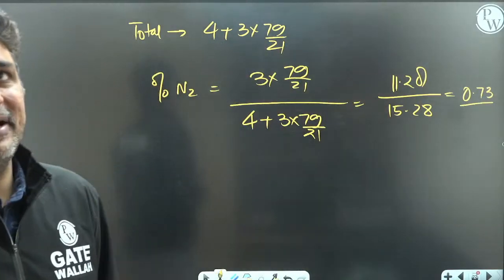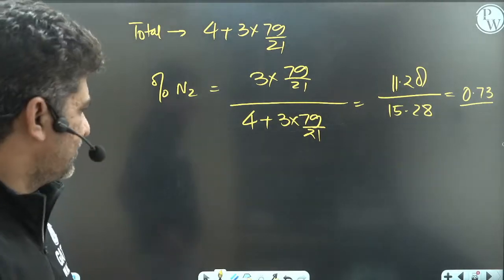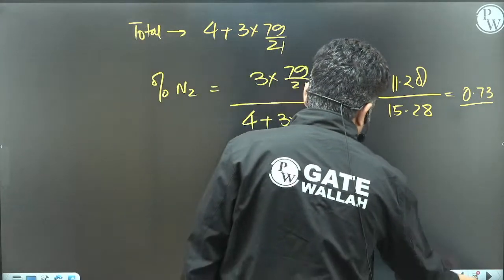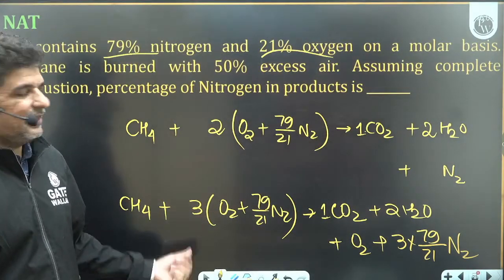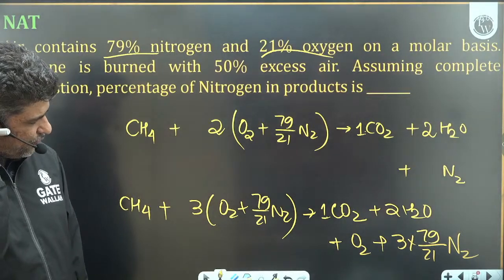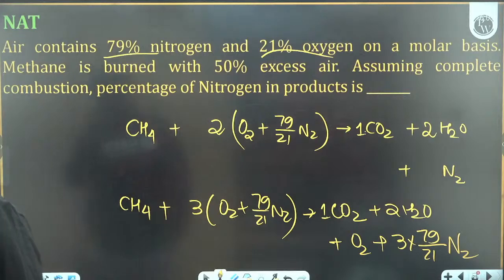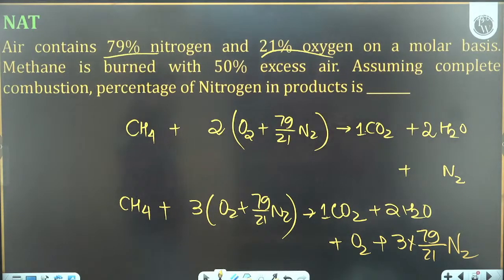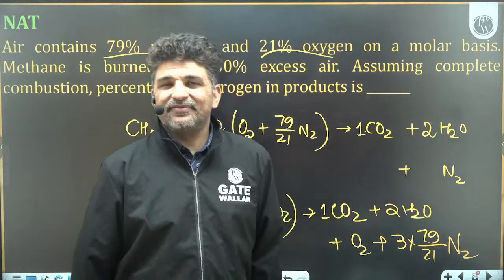Why did everybody get 55%, 59%? Because you guys have forgotten this 3. Why 79 by 21? Why were you not able to get the right answer? Tell me. I hope everybody has understood.